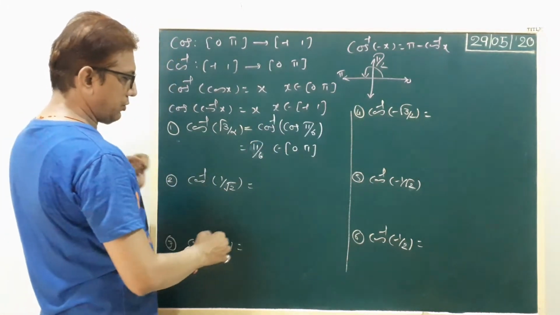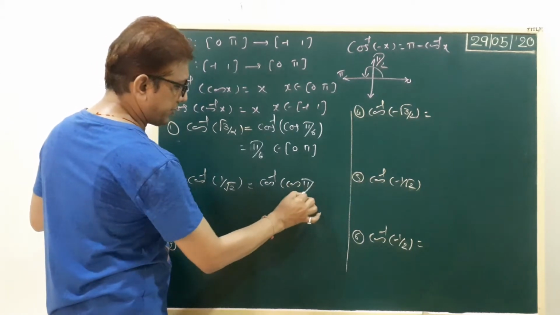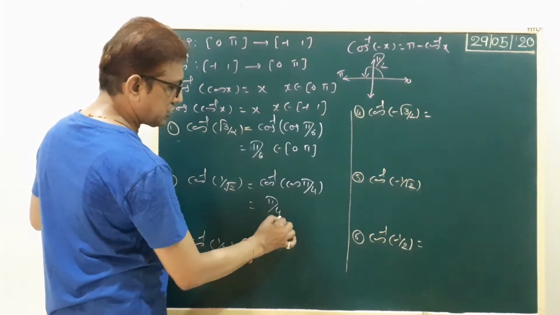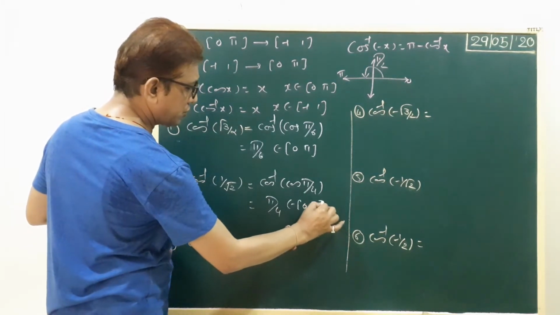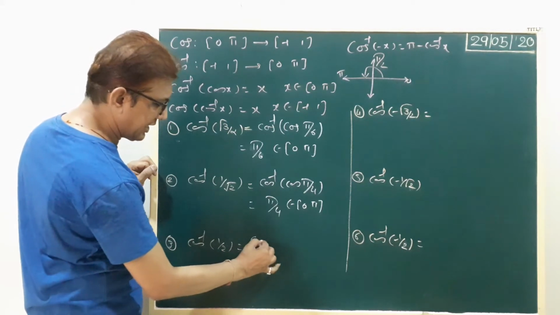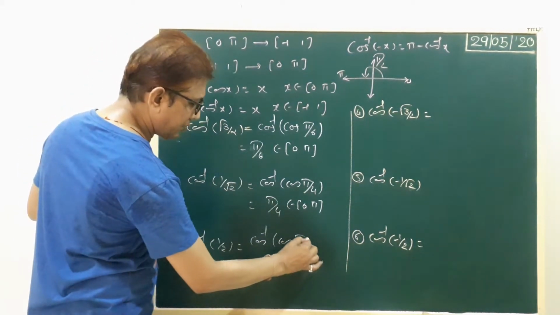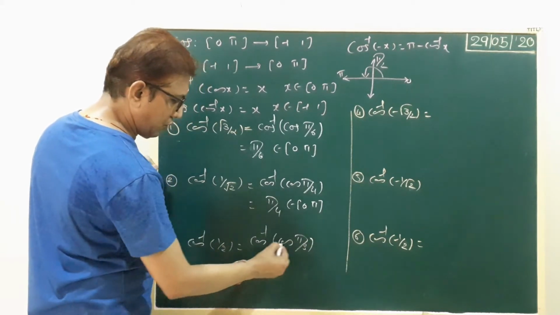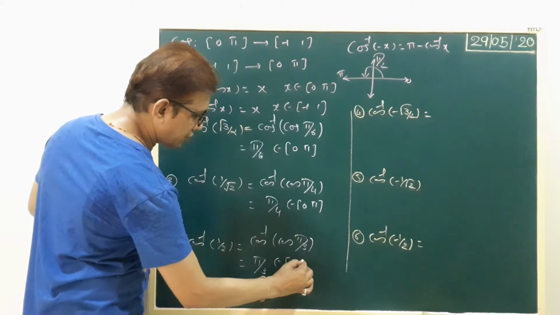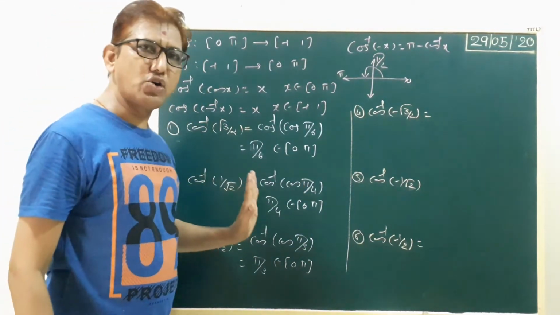Clear? Now cos inverse 1 by root 2. So cos inverse cos pi by 4. Cos inverse cos cancel, so the answer is pi by 4, which belongs to 0 to pi. Okay? Now cos inverse 1 by 2. Very easy. Cos inverse cos pi by 3, 60 degree. So cos inverse cos cancel, and the answer is pi by 3, which belongs to 0 to pi. Is that clear? All these values are in the first quadrant.